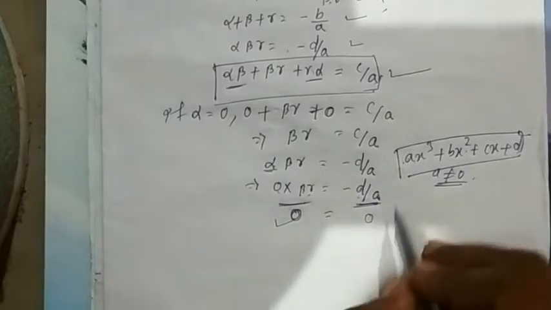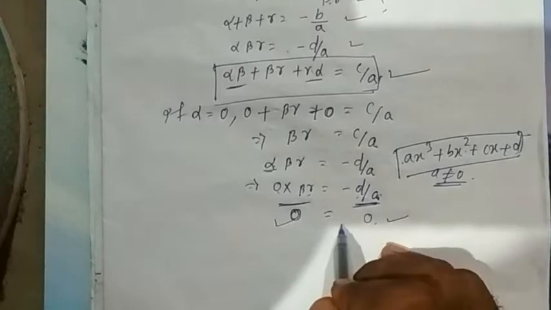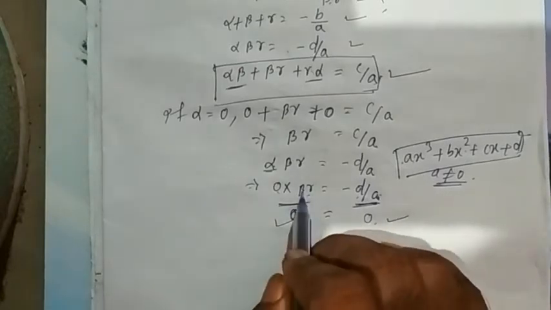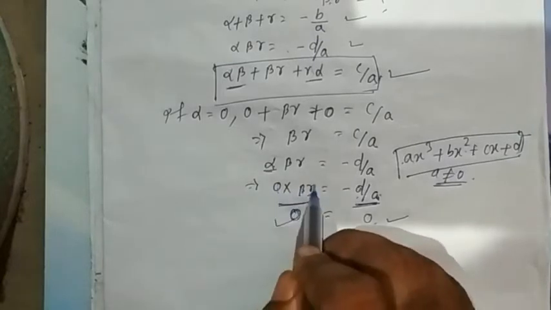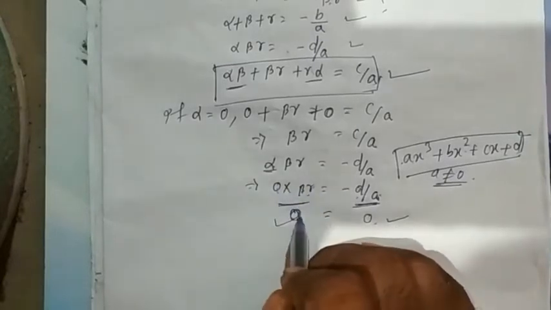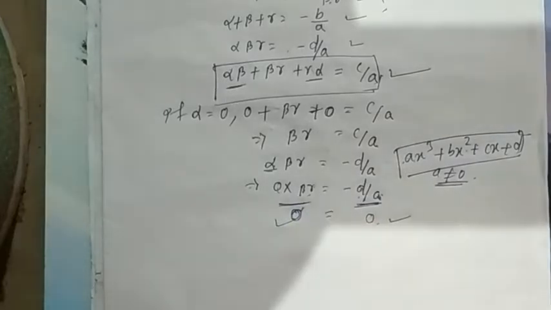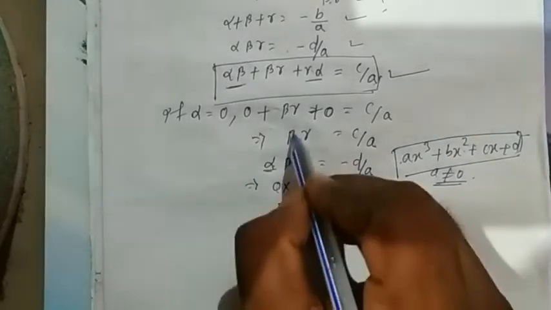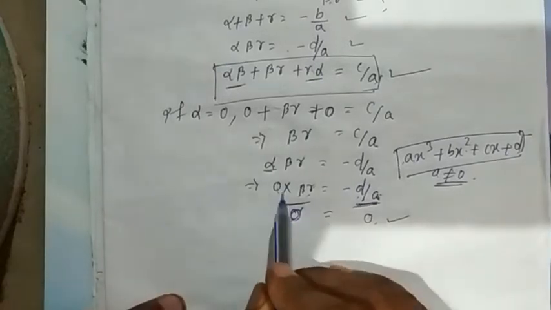Here the left hand side is 0, the right hand side is also 0 by something, which is equal to 0. That means if we substitute alpha is equal to 0, beta into gamma also can be 0. But we cannot take this answer. We cannot apply this condition.